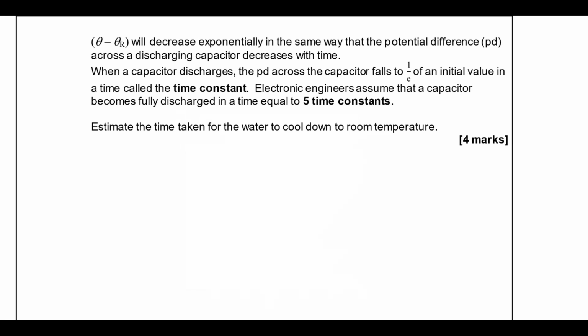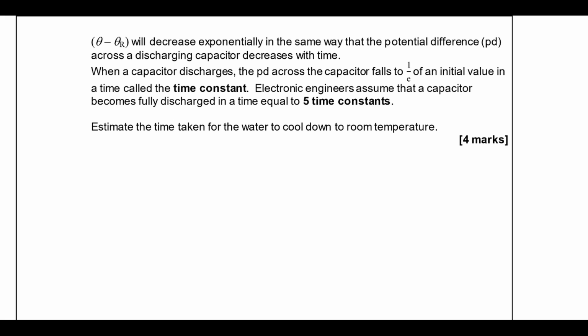Okay, so theta minus theta r will decrease exponentially in the same way that the potential difference across a discharging capacitor decreases with time. When a capacitor discharges, the potential difference across the capacitor falls to 1 over e of its initial value in a time called the time constant. Electronic engineers assume that a capacitor becomes fully discharged in a time equal to 5 time constants. Estimate the time taken for the water to cool down to room temperature.